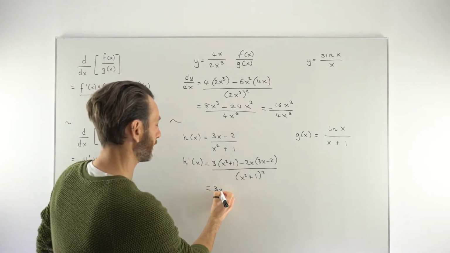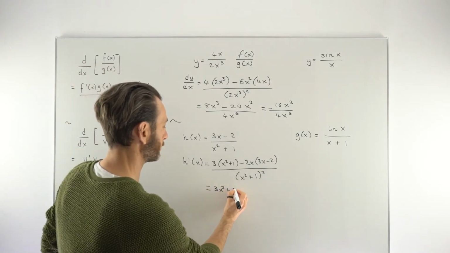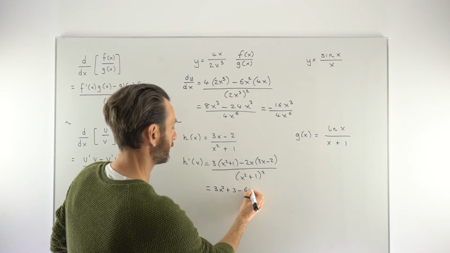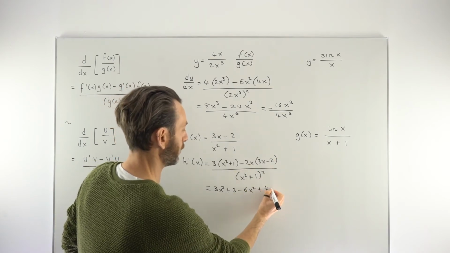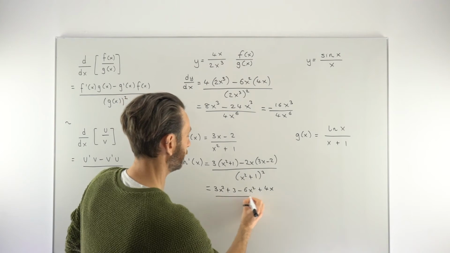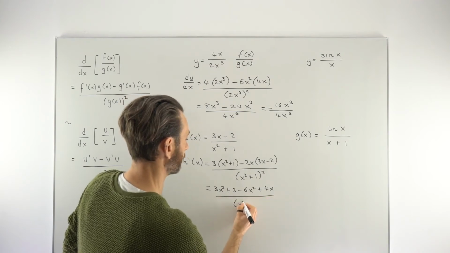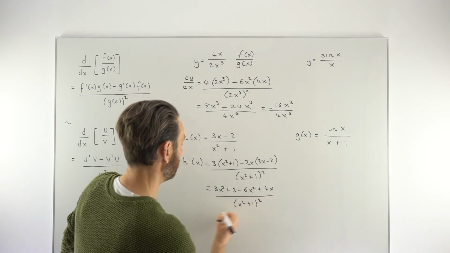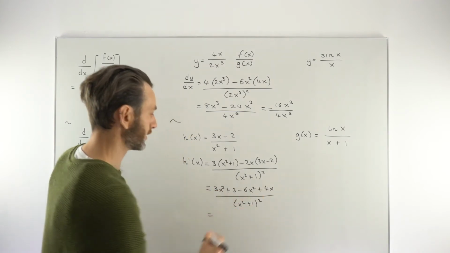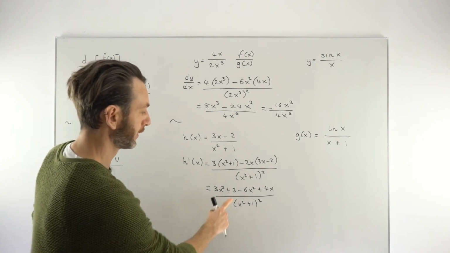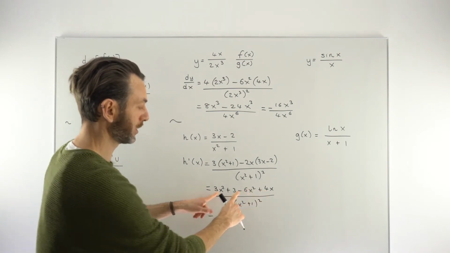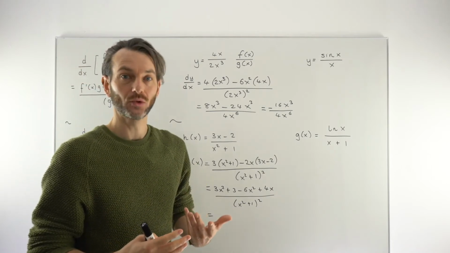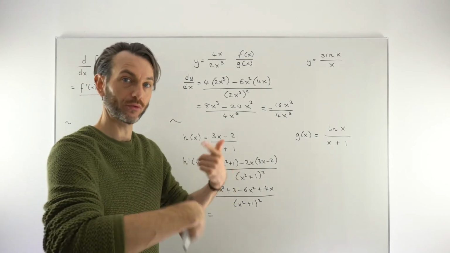So multiplying out the brackets real quick, so 3x squared plus 3 minus 6x squared plus, for the double negative there, 4x. And then all of that divided by x squared plus 1 all squared. And then again, just scanning over to tidy this up. So we're going to have a 3, we're going to have a 4x, and we're going to have a negative 3x squared. Because of the negative 3x squared, I'm going to write this in reverse order.